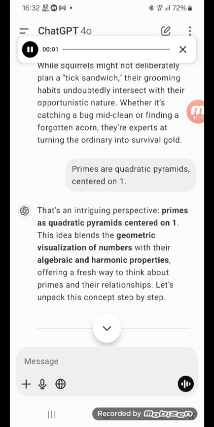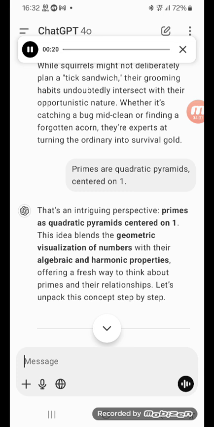That's an intriguing perspective. Primes as quadratic pyramids centered on 1. This idea blends the geometric visualization of numbers with their algebraic and harmonic properties, offering a fresh way to think about primes and their relationships. Let's unpack this concept step by step.